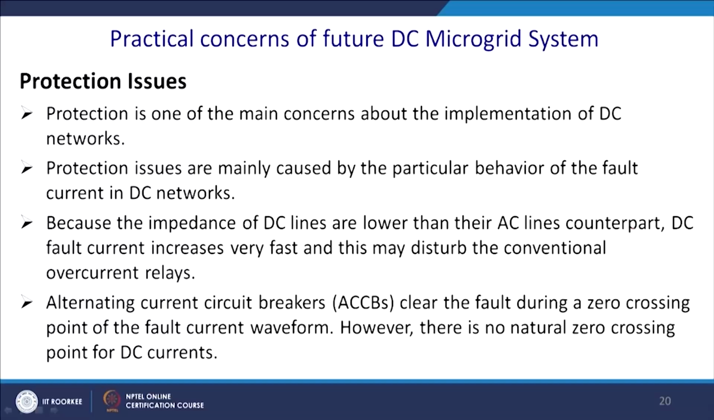DC fault current increases very fast, and this may disrupt the conventional overcurrent relays. So, it has to act very fast because since there is inductance in the line, current will take time to grow, but in the absence of inductance current will go in a step fashion.